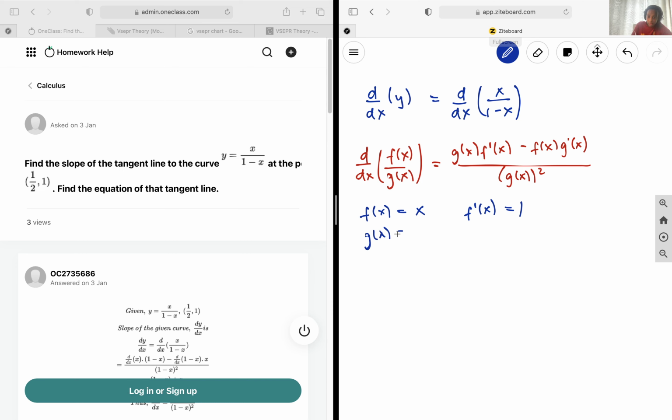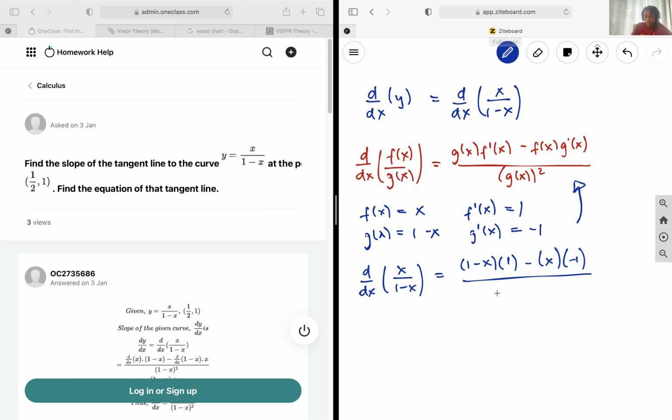g of x is equal to 1 minus x, so the derivative is going to be equal to minus 1. And so we're just going to put all of that back into this. And so we get d over dx of x over 1 minus x is going to give us g of x, so 1 minus x multiplied by the derivative of f, that's going to be 1, minus f of x, so that is x, multiplied by the derivative of g, so that is going to be minus 1, all over g of x squared, so 1 minus x squared.